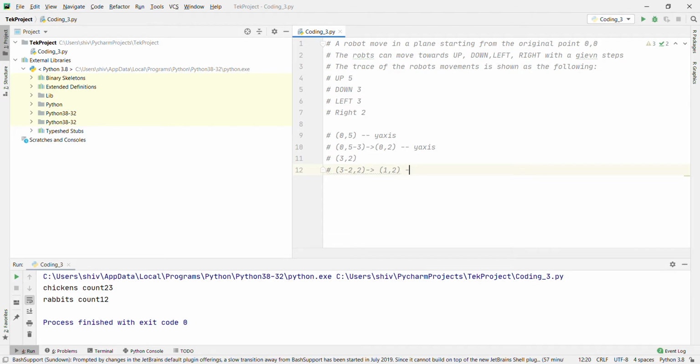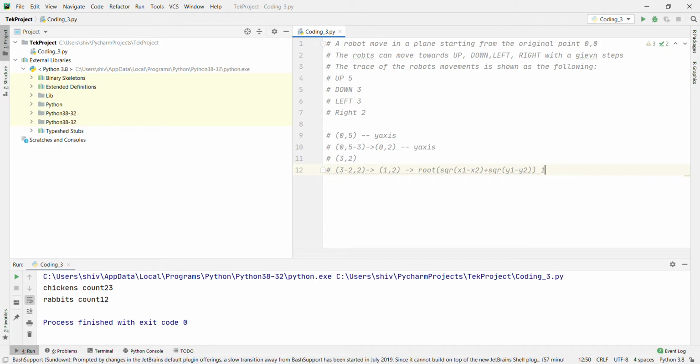Then what's the distance from the original 0, 0? If you remember from your 10th class, the distance from the original point 0, 0 to the present position of the robot is calculated as the square of x1 minus x2, plus the square of y1 minus y2, and then the root of that. It calculates the distance from the starting position.